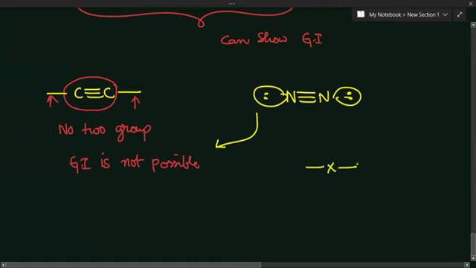So that's all for today. The topic was how to identify whether a compound can show geometrical isomers or not. Remaining we'll see in the next lecture.